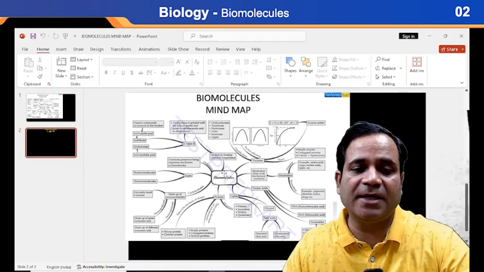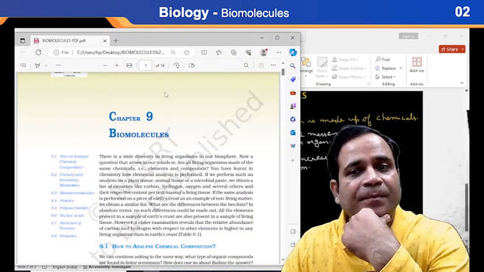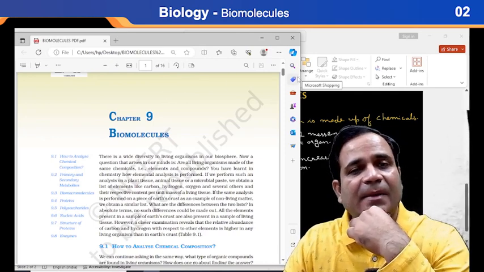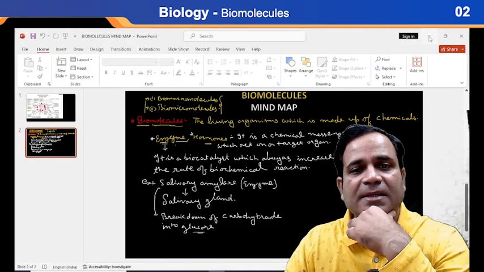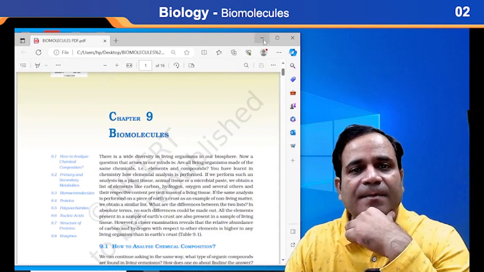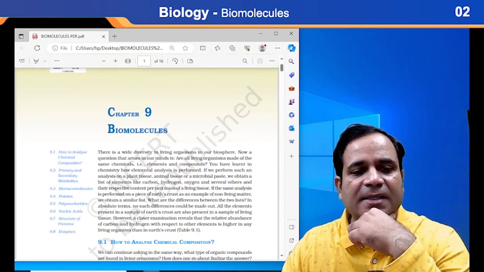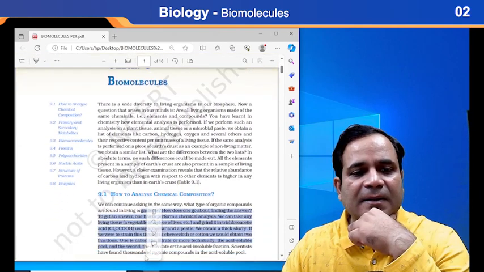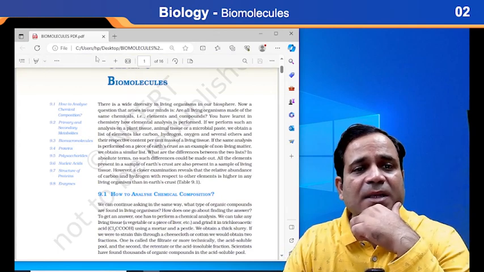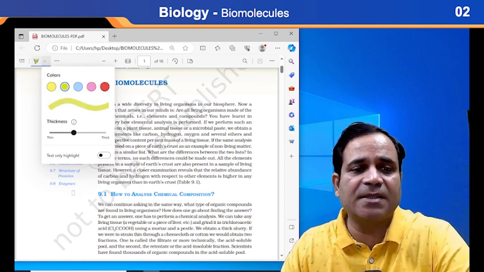Now I am going to tell you about this according to NCERT also. Let's check NCERT also, my dear. Let's see here. This one is the Biomolecules chapter 9. Getting my point? Yes, sir. So see what is given here, my dear. Check first, in this biomolecules chapter, what we know.